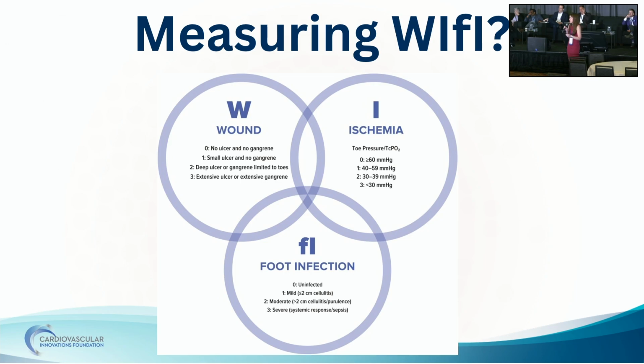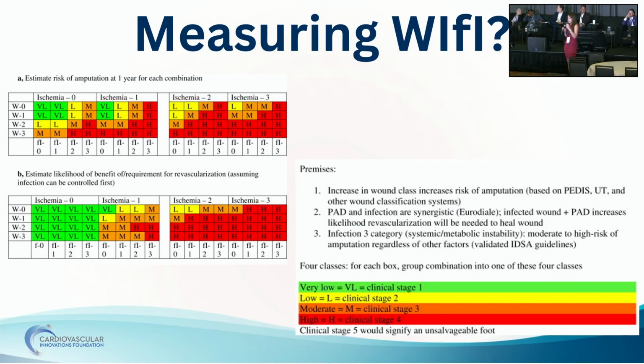We have our nice little Venn diagram here. Bring it all together to get our scoring. And then we have a further little graph with all our nice pretty colors. And this helps us classify, get our clinical stages of stage 1, 2, 3, 4, and even a non-salvageable limb. So that's quite a bit.